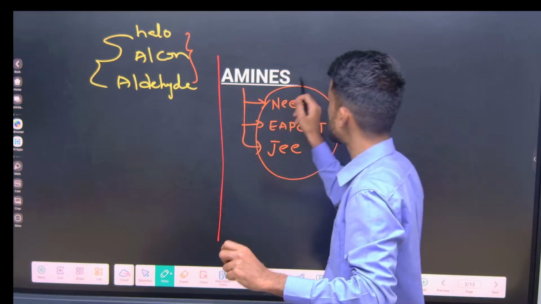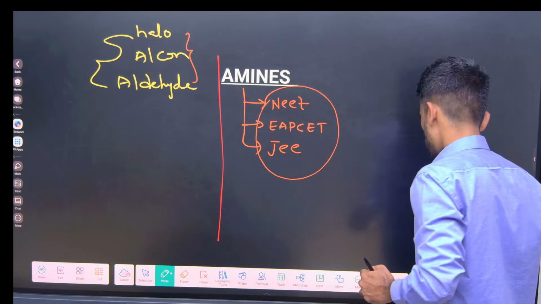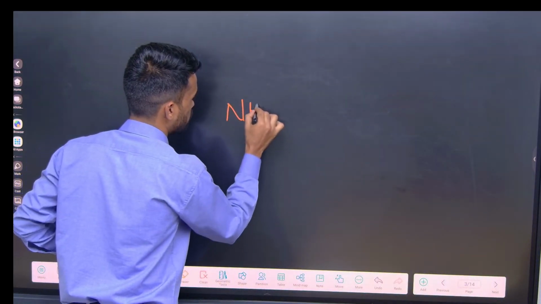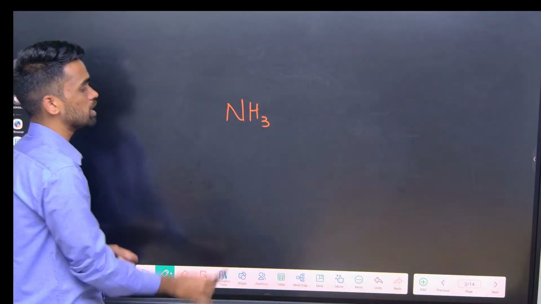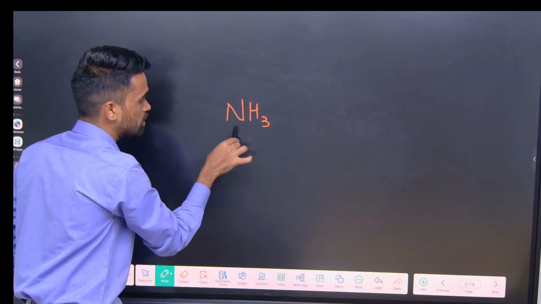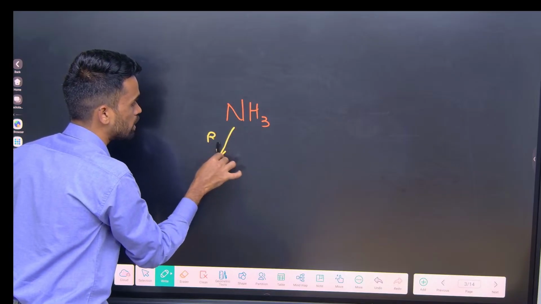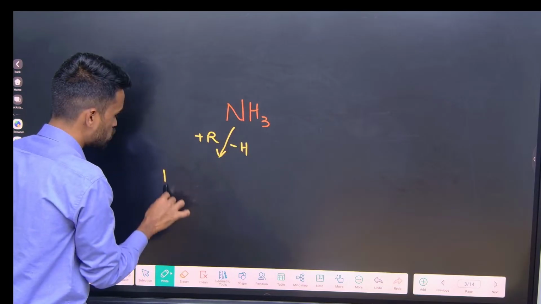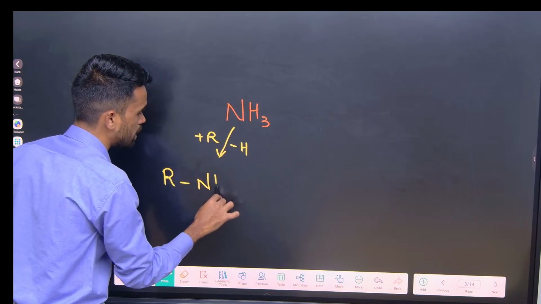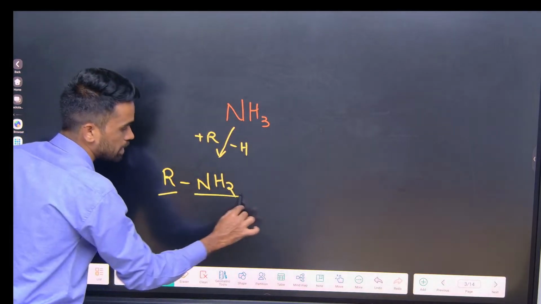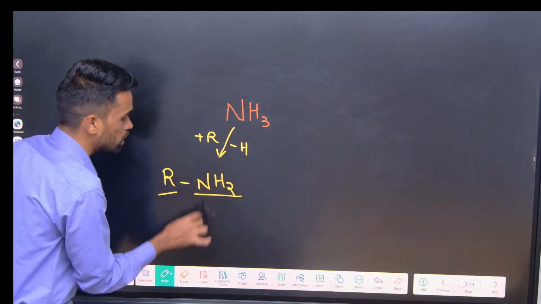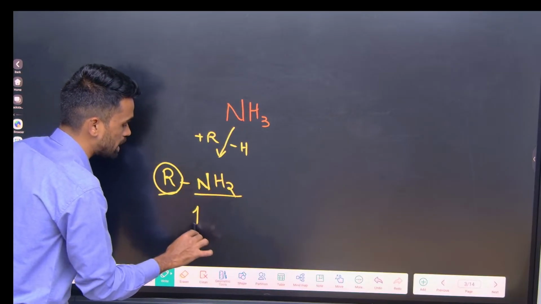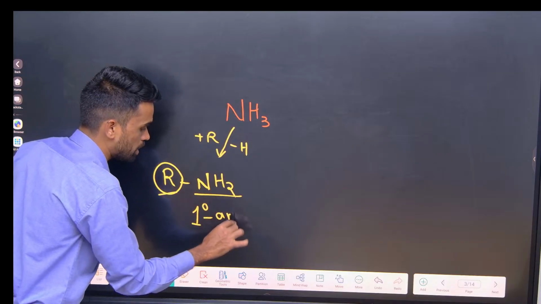Let's begin our discussion on amines. What do we mean by amines? We know ammonia, that is NH3. If you replace one hydrogen of this ammonia by one alkyl group, we get something like RNH2, an alkyl amine. If only one alkyl group is present on the nitrogen, you should call it a primary amine.